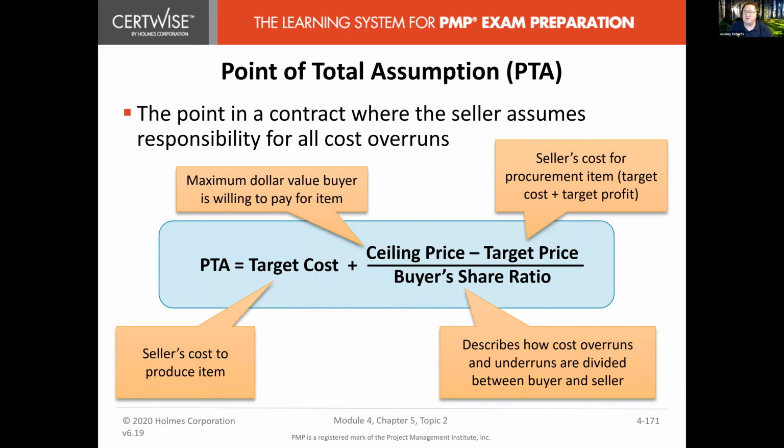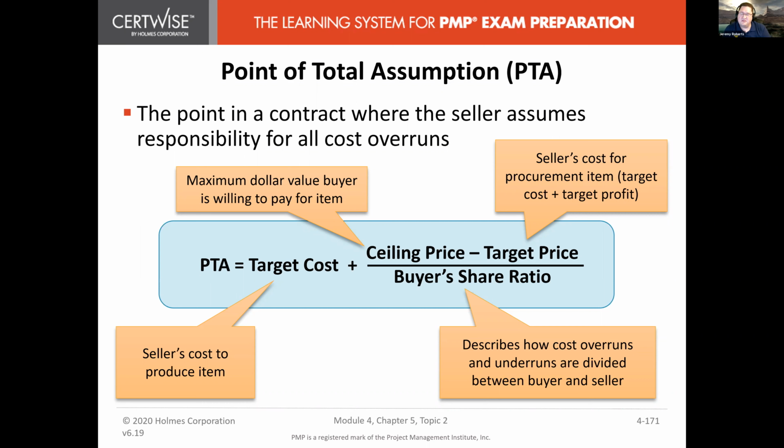Okay, point of total assumption. All right, so there's a point in a contract where the seller assumes responsibility for all cost overruns. So this one, I haven't done too many of these. Usually the cost overruns in the contracts I've done are shared between the seller and the buyer.